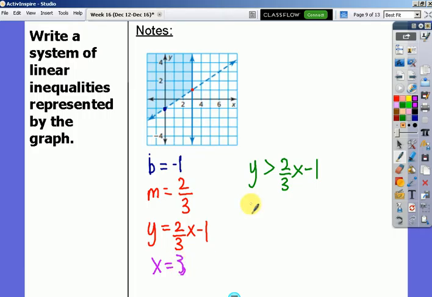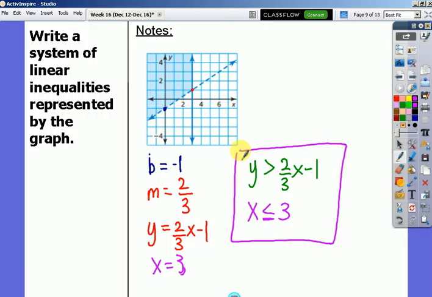So in this case, x. And then for x's, I ask myself if it's going to the left or to the right. Is the shading going to the left or to the right? To the left, so it's going to face away. And it is solid, so less than or equal to 3. So here is my system. Do you have any questions? Hopefully this isn't too bad.